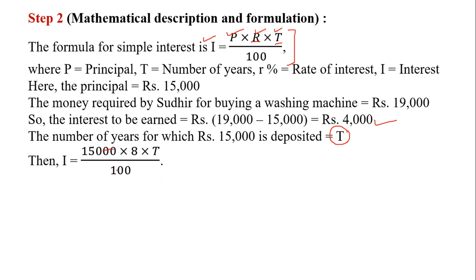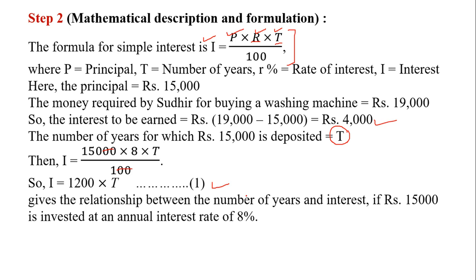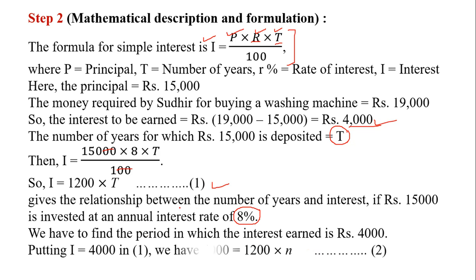So if we simplify, we will get I is equals to 1200 into T. Let it be equation number 1. This gives the relation between the number of years and interest. If rupees 15,000 is invested at an annual interest of 8%, now we have to find the period for which the interest earned is rupees 4,000. So putting I is equals to 4,000 in equation 1, we will get 4,000 is equals to 1,200 into T.